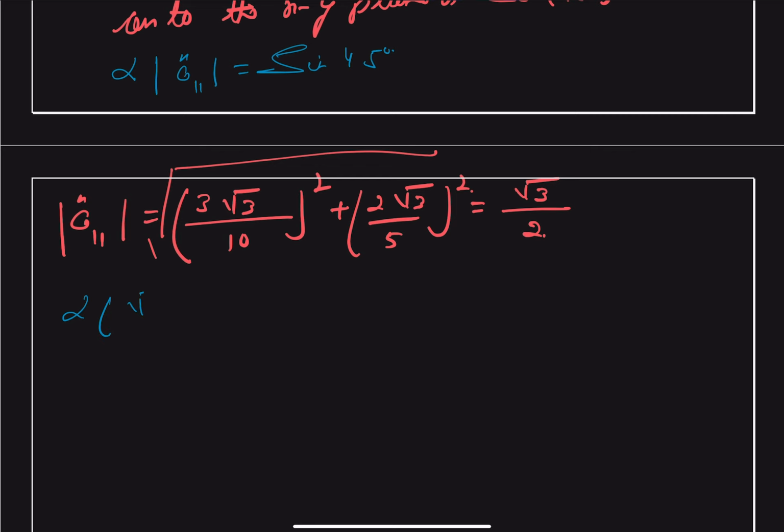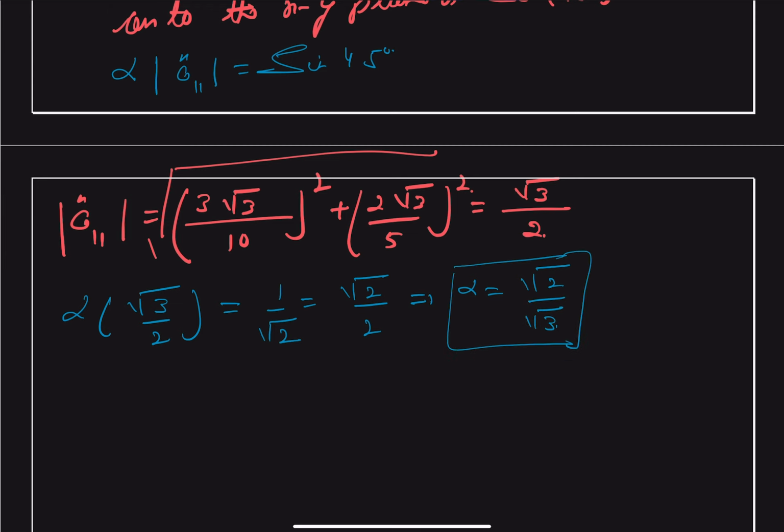into square root of 3 divided by 2, and we have sine of 45, that will be equal to 1 upon square root of 2, and this can be written as square root of 2 upon 2. Therefore, we get alpha will be equal to square root of 2 divided by square root of 3. So we found out the value of alpha as well as beta.